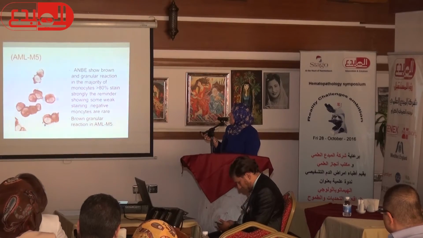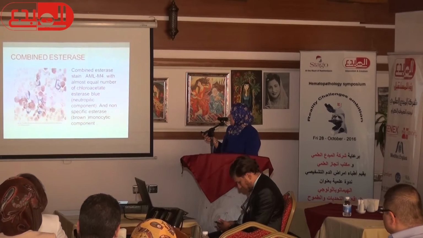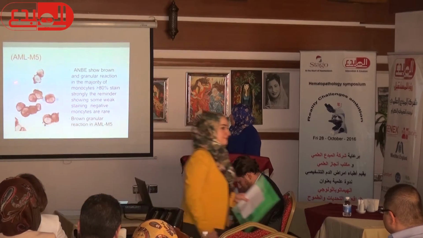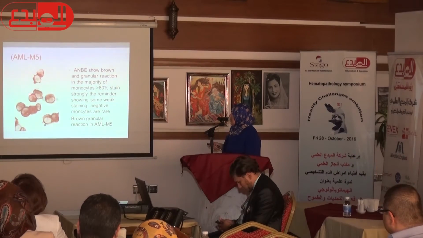This is the alpha-naphthyl butyrate esterase, and it shows a brown and granular reaction in the majority of monocytes. More than 80% stain strongly, the remainder showing some weak reaction. Negative monocytes are rare.